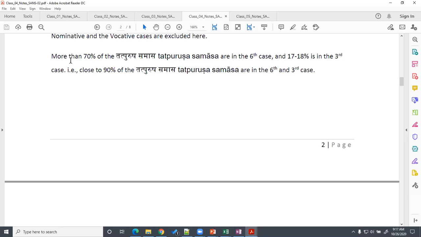So here some statistics is there. More than 70% of Tatpurusha Samasa are in the sixth case, and 17 to 18% in the third case. So that's just a general statistic, and I have not evaluated all the compound words in every Sanskrit literature, but some people have analyzed some texts and come up with this statistic.